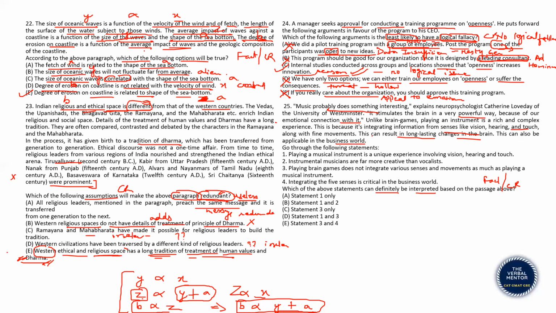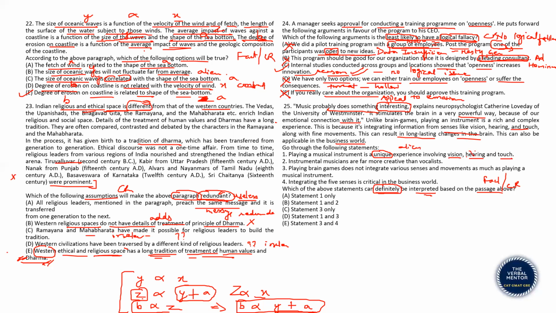Okay, so music causes interesting changes in the brain. All right. Go through the following statements. What is the question? Which of the above statements can definitely be interpreted based on the passage? Okay. Playing a musical instrument is a unique experience involving vision, hearing, and touch. Nowhere in the passage does the author say that it is a unique experience. It is an interesting experience, not a unique experience. Unique is one of its kind. There is no such experience. There's no parallel. So this is an alien idea.